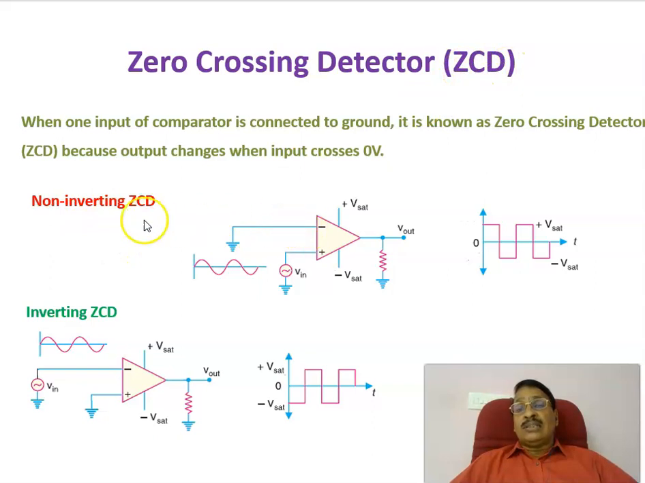Now for the zero crossing detector there are two types. One we call the non-inverting zero crossing detector, in which you connect the input at the non-inverting terminal, and the second terminal is grounded. And in the inverting zero crossing detector you apply the input to the inverting terminal and the non-inverting terminal is grounded. Then the output will be either plus Vsat or minus Vsat depending upon the magnitude. If it is the positive half, it will be plus Vsat, and for the negative half, it will be minus Vsat. In the inverting case, during the positive half cycle it is minus Vsat, and in the negative half cycle it will be plus Vsat. Therefore, this is a zero crossing detector which detects the instant at which zero is crossed by the input waveform.